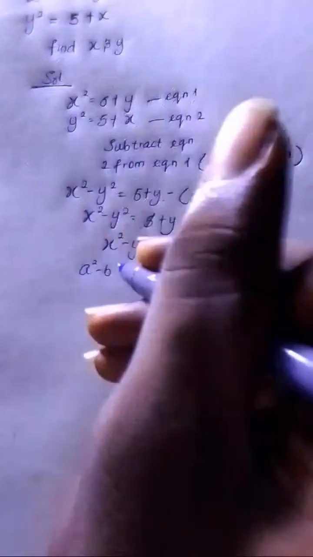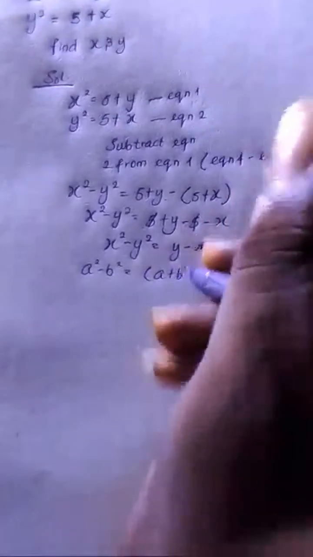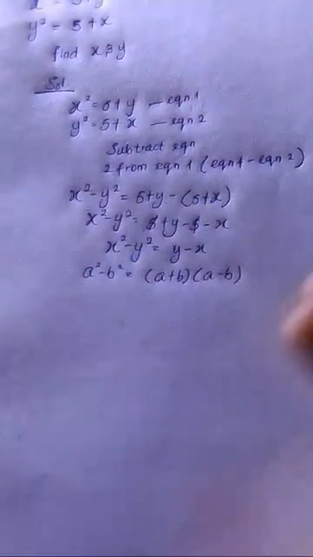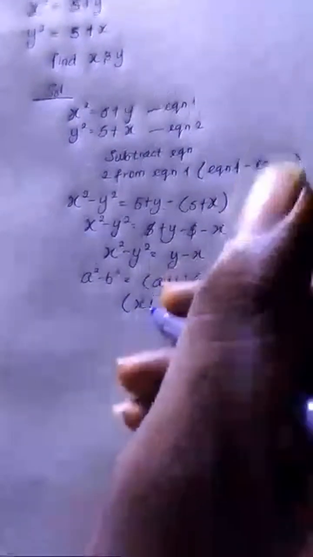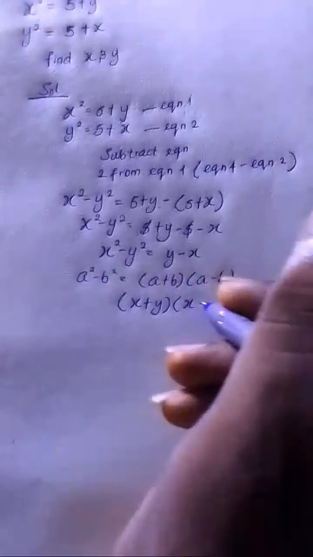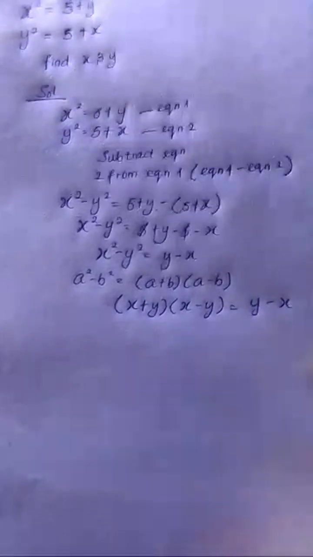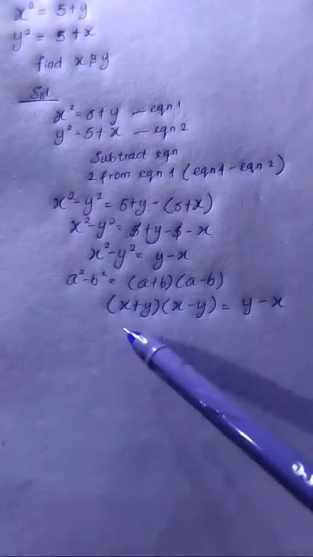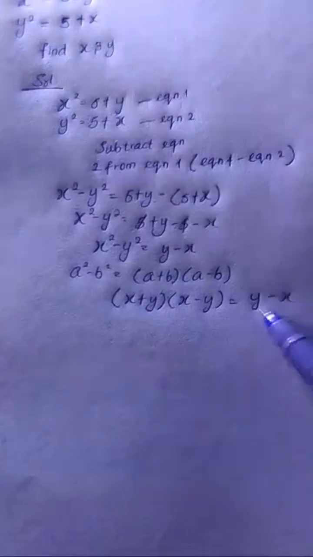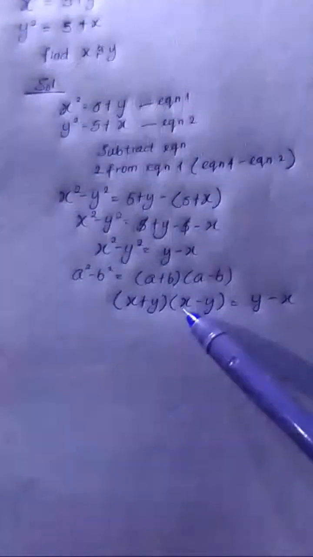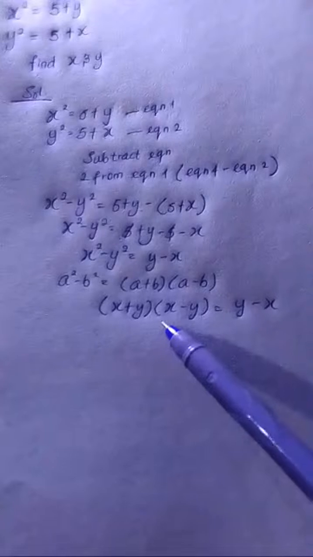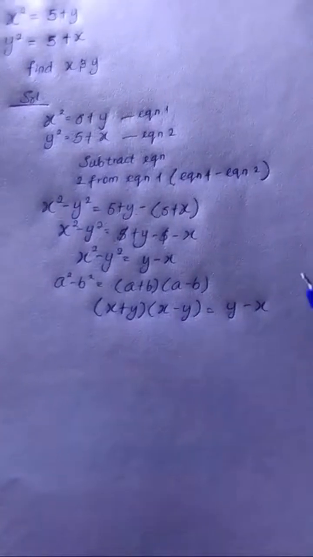So x squared minus y squared, what will it give us? When we have a squared minus b squared, according to the law of exponent, it gives us a plus b times a minus b. So x squared minus y squared gives us x plus y times x minus y, equal to y minus x. We can see that y minus x is kind of similar to a bracket.